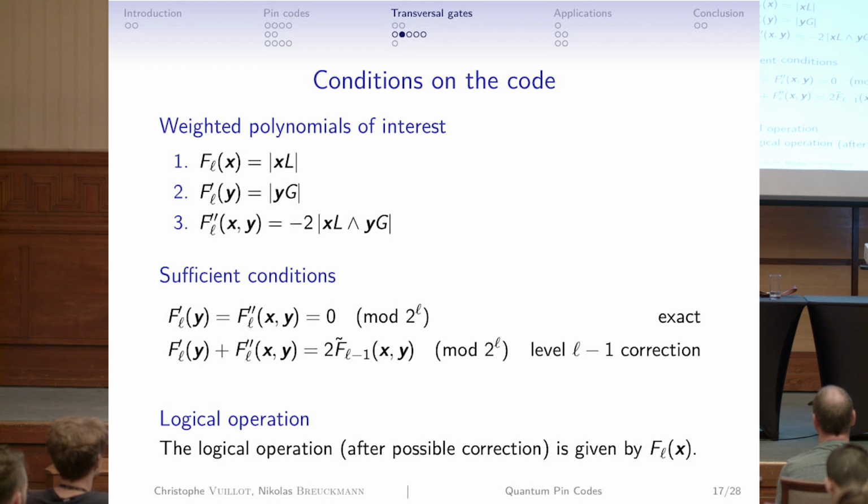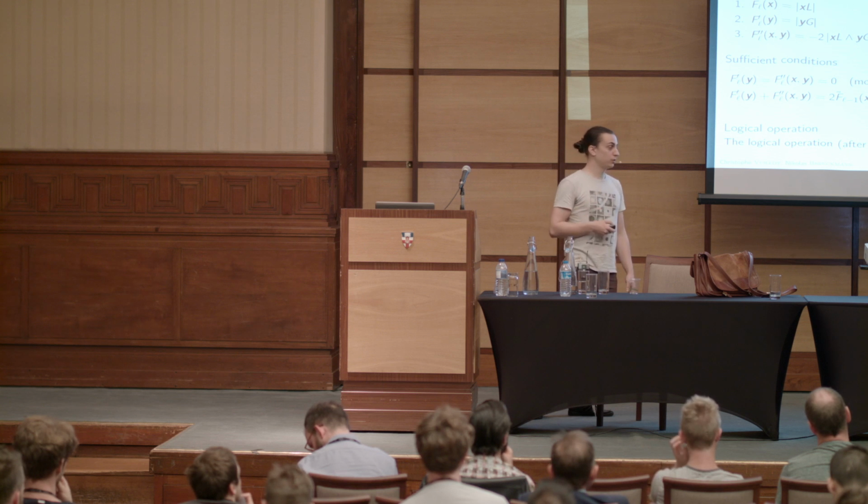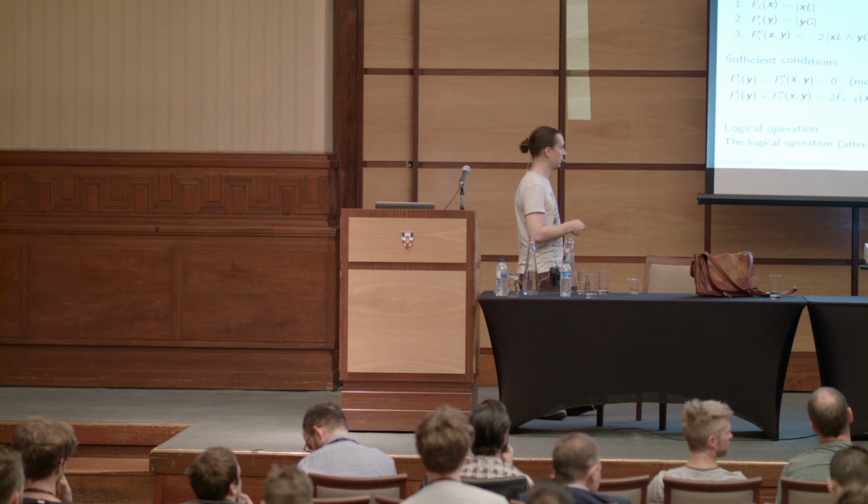So one sufficient condition that you can apply to your codes for this to go well is, for example, if this quantity is involving your stabilizer, if they vanish mod 2 to the L, then you're good, then it disappears. So in this case, you would have an exact transversal gate. Now you can settle for a weaker condition. So if instead of vanishing, they're just equivalent to twice weighted polynomial of lower degree, then you would just have a level L-1 correction to do. So maybe we can consider this case also.